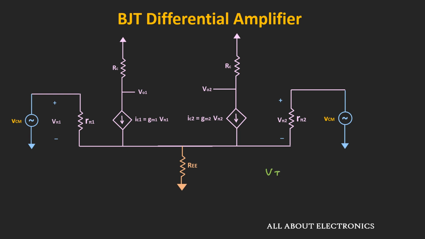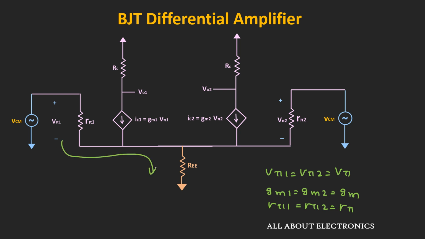assume that Vπ1 is equal to Vπ2 is equal to Vπ, and this gm1 is equal to gm2 is equal to gm, and of course rπ1 is equal to rπ2 is equal to rπ. So assuming this, if we apply KVL in this outer loop, then we can say that the common mode voltage VCM is equal to Vπ1 plus Vp, where Vp is the voltage at this node.